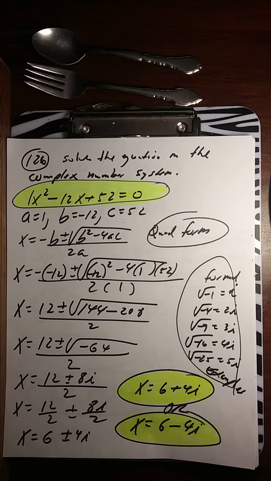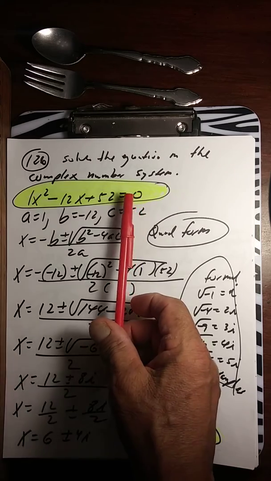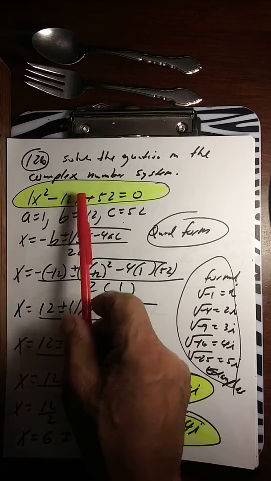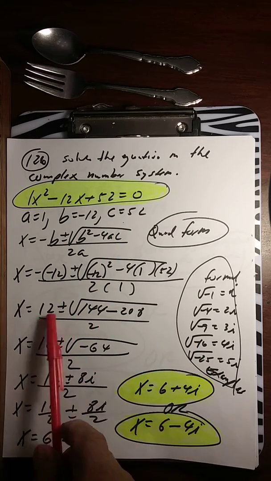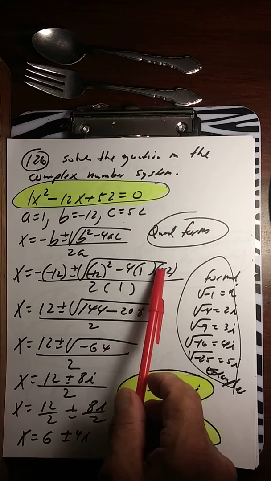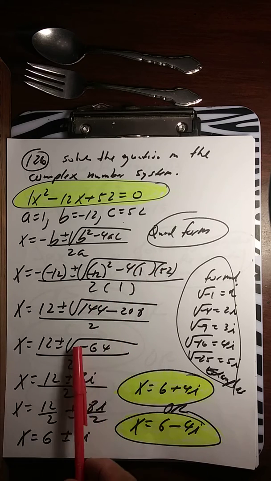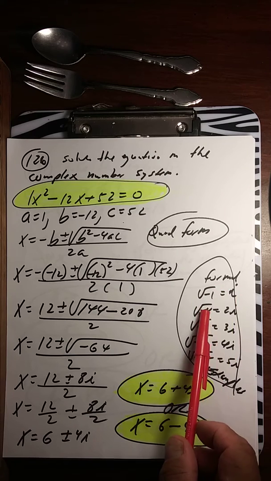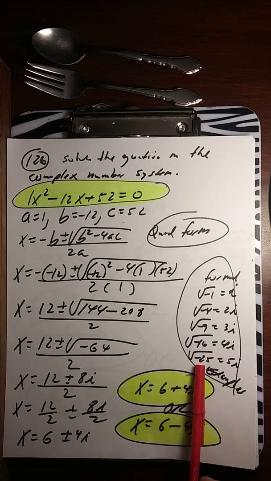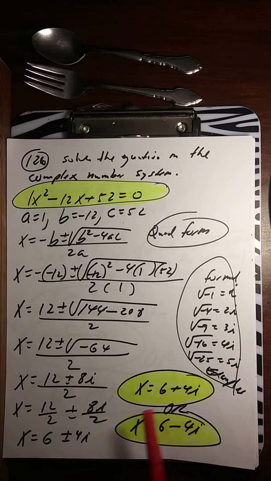Solve the equation over the complex numbers. Alright, a, b, and c coefficients right there. Put them in the quadratic formula. So negative negative is positive, 12. 12 squared is 144, minus 208, is -64. Now, square root of -1 is i, square root of -4 is 2i, square root of -25 is 5i, all these examples. So the square root of -64 is going to be 8i, divided by 2, divided by 2. So that's going to be 6 plus or minus 4i, or 6 plus 4i, 6 minus 4i.